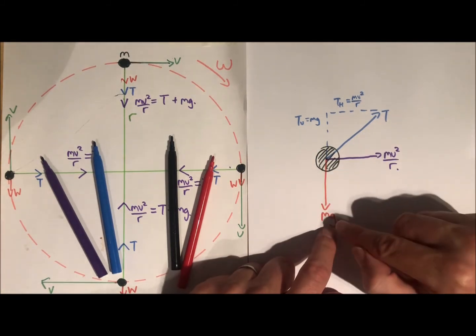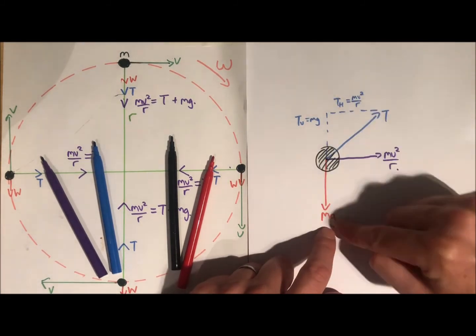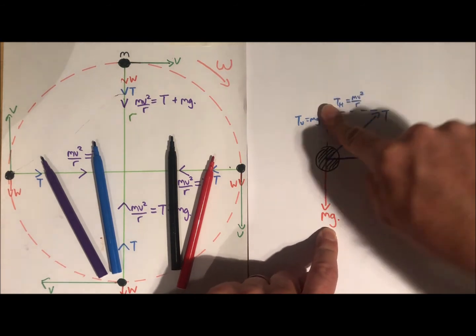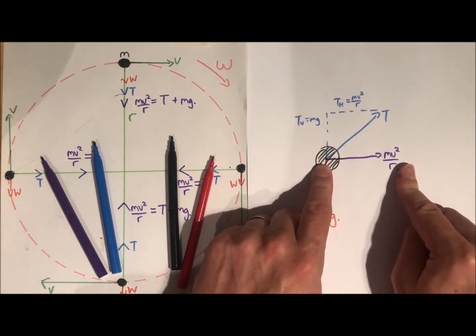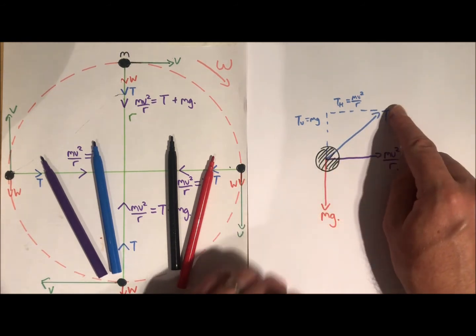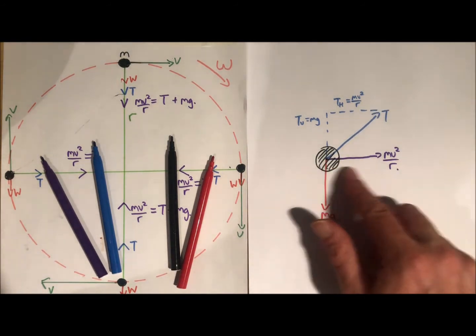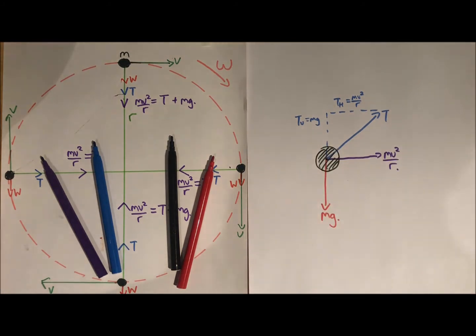So just to recap, the weight is balanced by the vertical component of the tension, and the centripetal force is provided by the horizontal component of the tension. So there is a resultant force of mv squared over r only in this scenario.